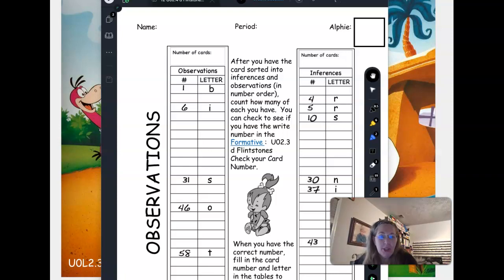You can work with the people at your table to do the first part. And then the second part, you need to work on your own. So your worksheet looks like this. You have two tables: a table for observations on the left and a table for inferences on the right. You're going to have some cards and a picture to look at, and you need to decide if the statements on the cards are inferences or observations. You can see that some of them have already been filled in for you. Let's look at what it's going to look like.